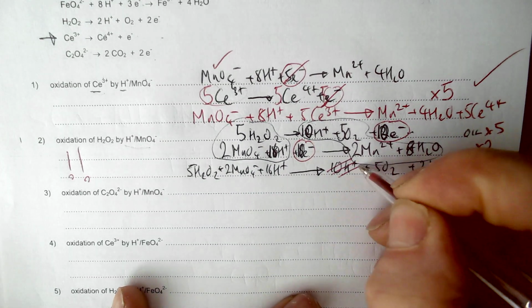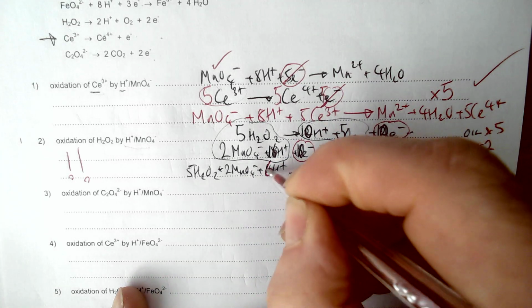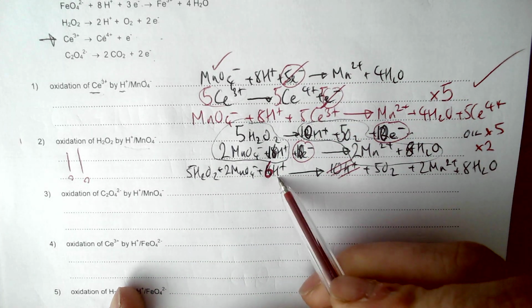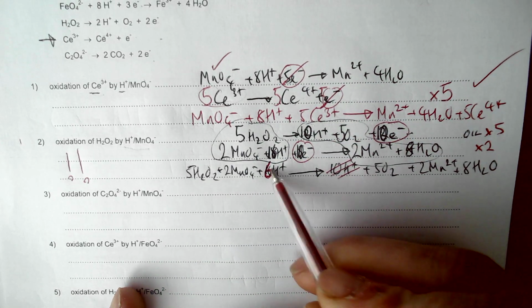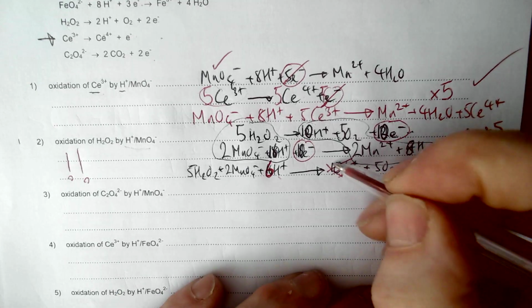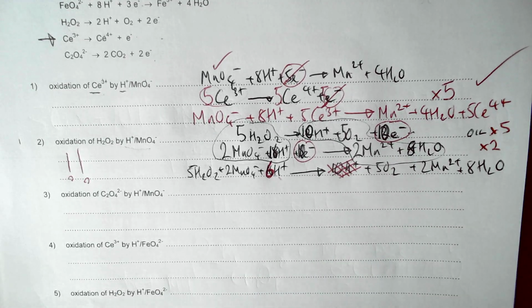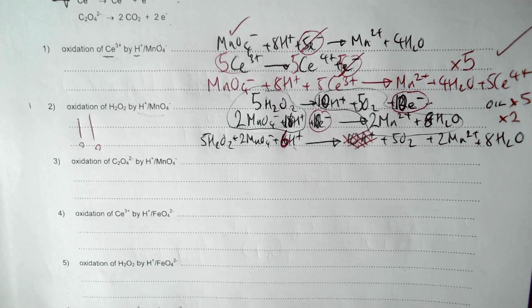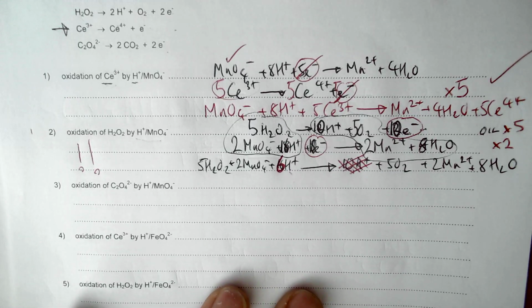I'm going to get rid of 10 from each side. That will mean there are a total of 6 H pluses on this side. You have to cancel out anything that you find on both sides of the equation. Watch that video back if you didn't understand it, but that's the last step. I'm going to go through the rest of them now so you know the answers.